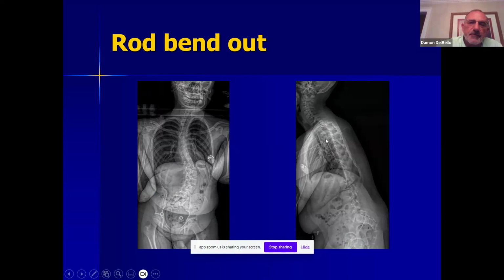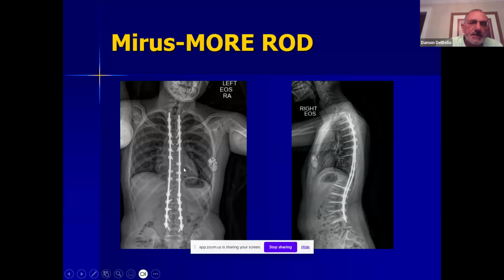Look at the sagittal plane deformity of this kid. There's a reversal of the thoracic kyphosis and a flat lumbar spine. And this is a case I did with something called MORE. MORE is a new alloy. MORE stands for molybdenum rhenium, and it's a proprietary alloy of this company, Mirus. It is extremely stiff. It is stiffer than cobalt.